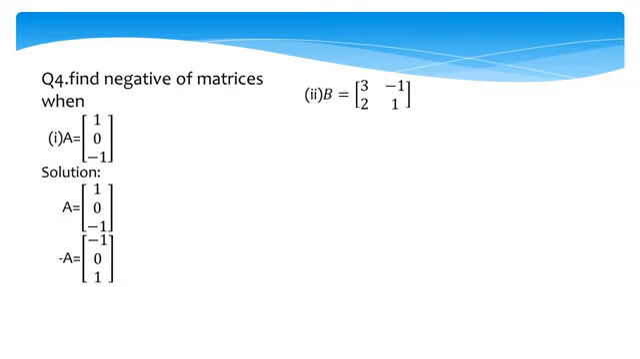Part 2. Matrix B is equal to 3, minus 1, 2 and 1. Solution. Write your question as it is. Apply the negative sign on it. So minus 3, 1, minus 2 and minus 1.